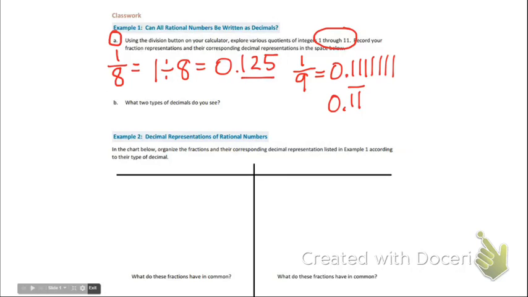So go ahead and do that. Just write some fractions and their equivalent decimals in this space.